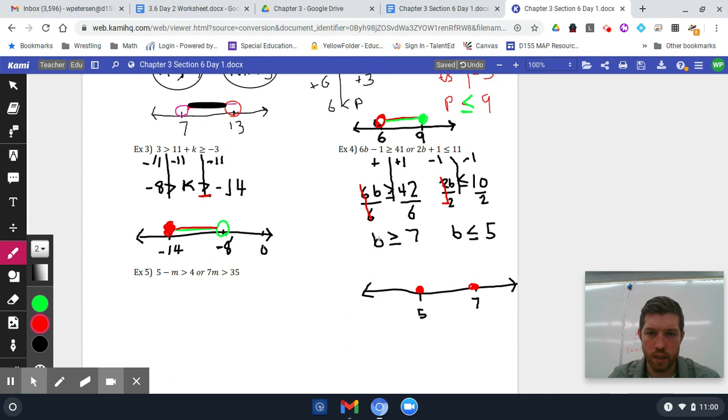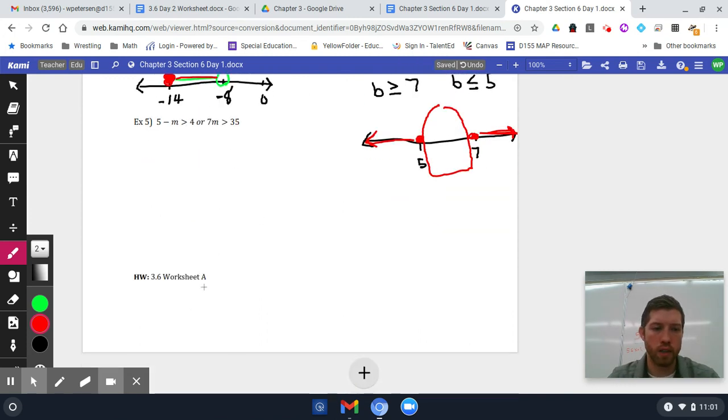This one, b needs to be greater than 7. So we're going that way. And this one's b less than 5. It's an or statement, so they should look like oars of a boat. And if I drew my boat in here, right there, there's a boat. Got oars going on the outside. There we go.